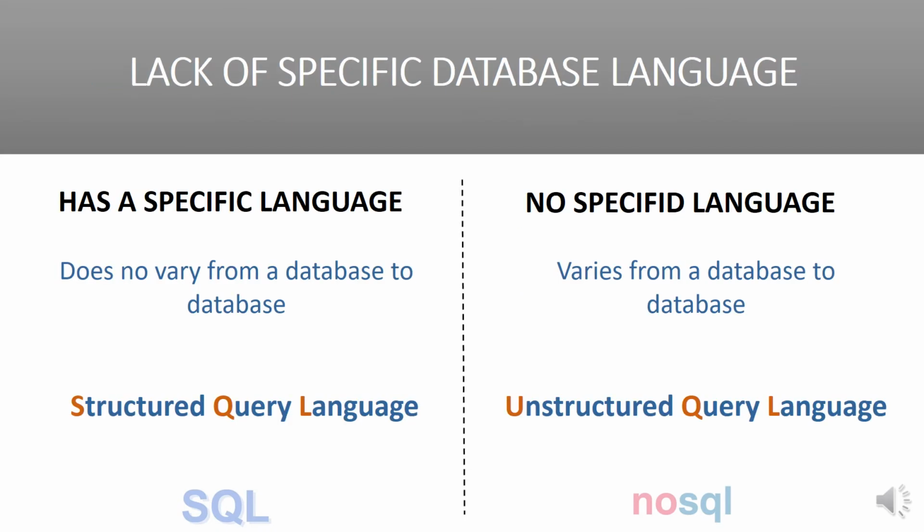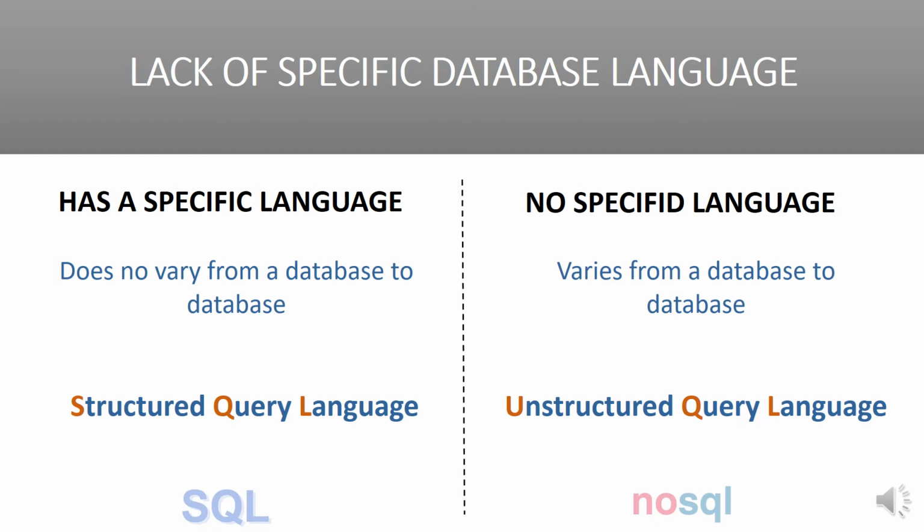Our next challenge is the lack of a specific database language. In the relational database world, every database uses a specific universal language to work with databases. Structured query language provides what is needed for both data definition and data manipulation. But in the NoSQL world, there is no specific query language to deal with data.